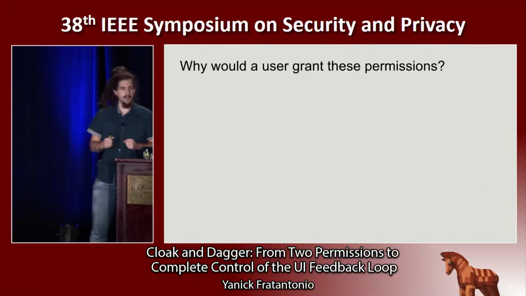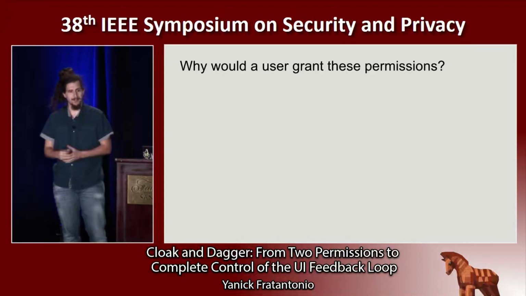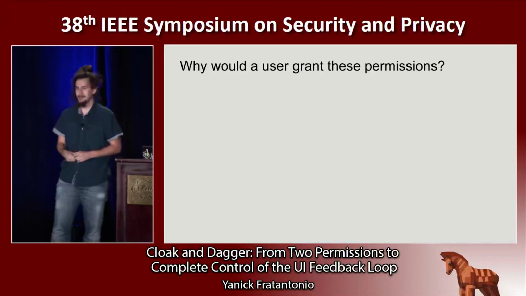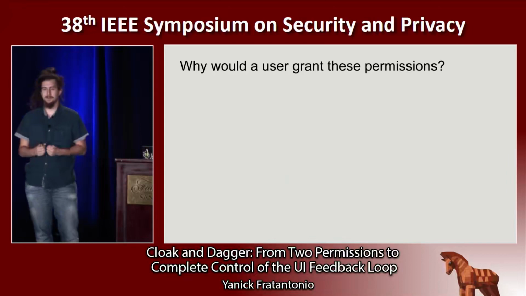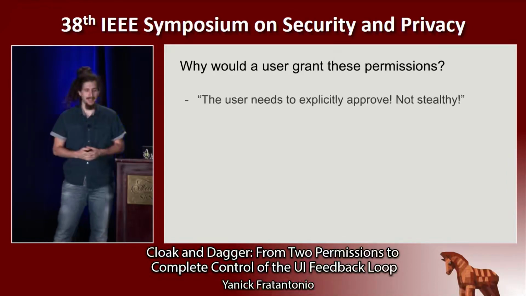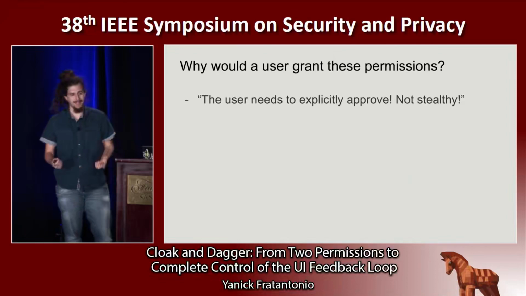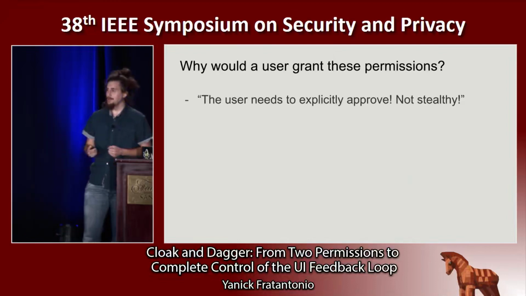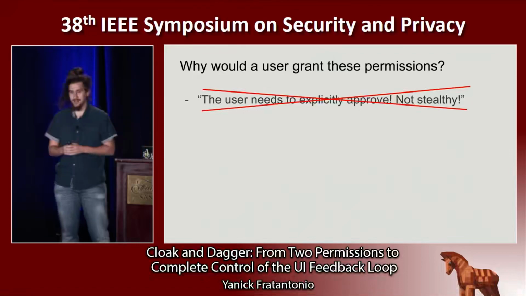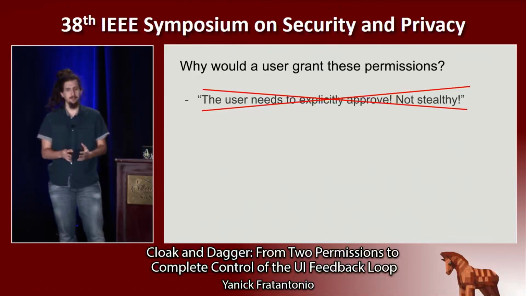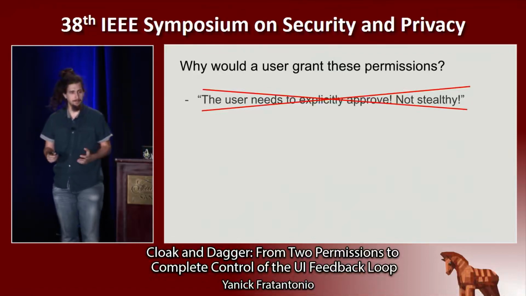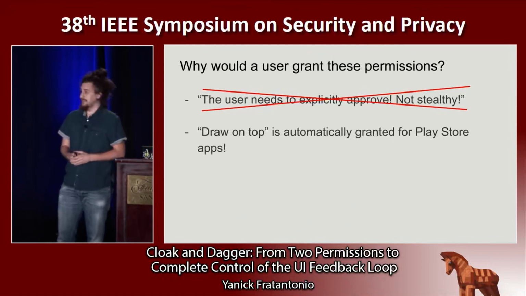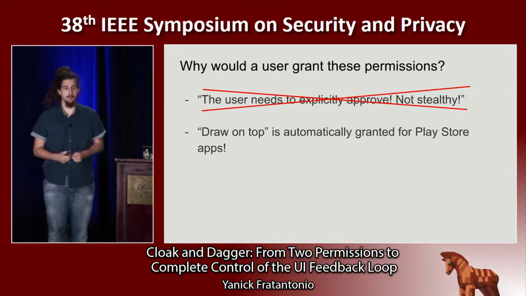Now, before I go forward with the work and show you what we can do with these super permissions, I want to address one question that I'm pretty sure is on your mind. Why would a user be so crazy to enable these permissions? Right? If the user needs to enable them, it's not a very stealthy attack, and the user might understand what's going on. Well, we found out that there is actually a way to get these two permissions without the user understanding what's going on. The first point is that the draw on top permission is actually automatically granted for applications coming from the Play Store.